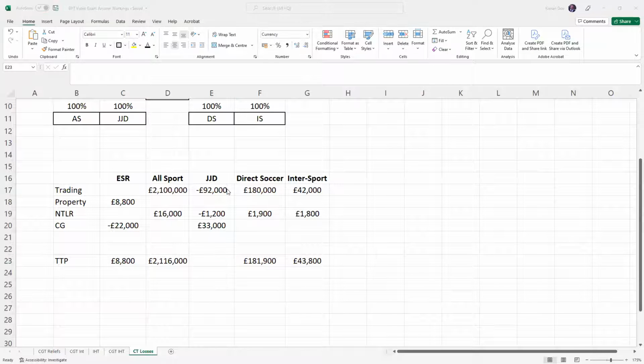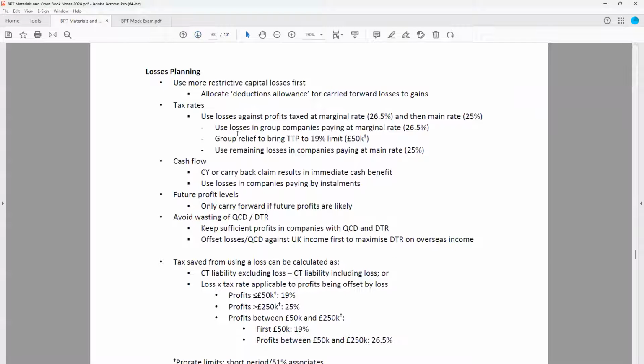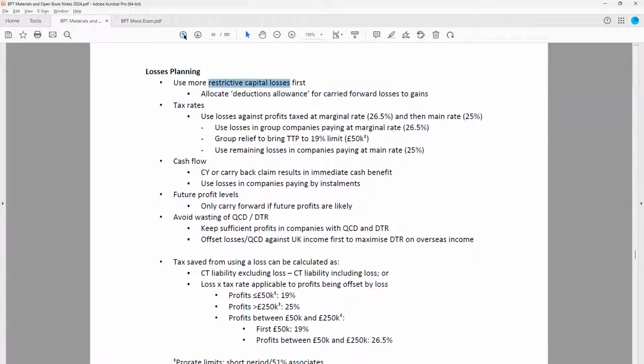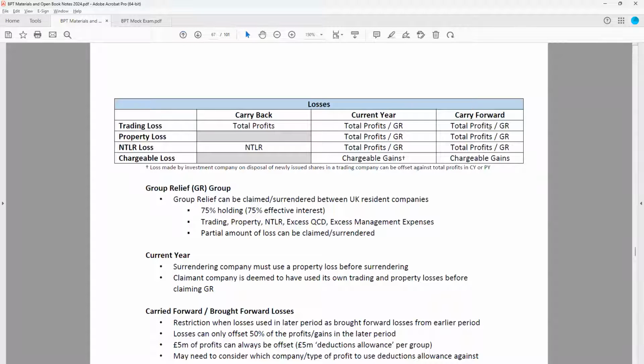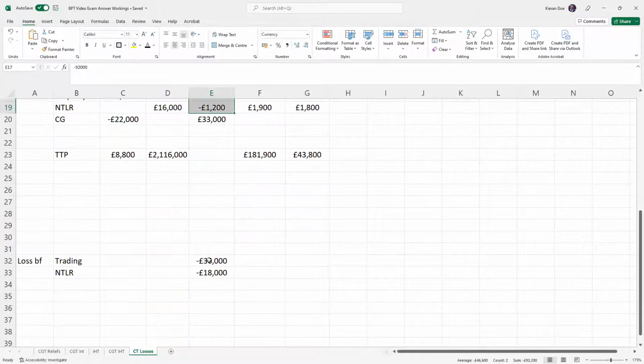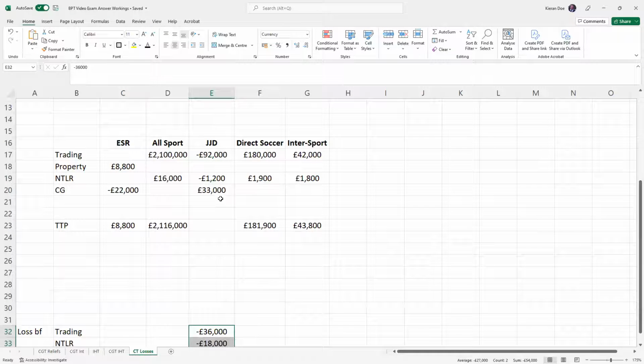Now, of course, we covered this in detail in the earlier class, but as I said, it's best to use more restrictive capital losses first, because you can see that actually JJD could cover this chargeable gain with its trading loss. It's got a trading loss in the year and an NTLR loss and brought forward losses. It could use either of those to cover the gain. They're carried forward against total profits and using the current year against total profits. So it could use this loss and also the brought forward loss, either or, against the gain.